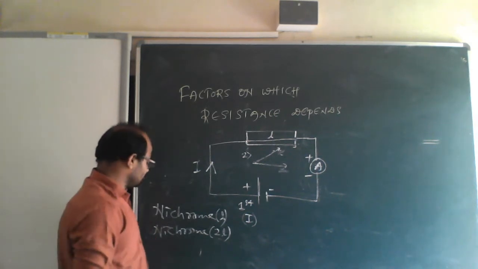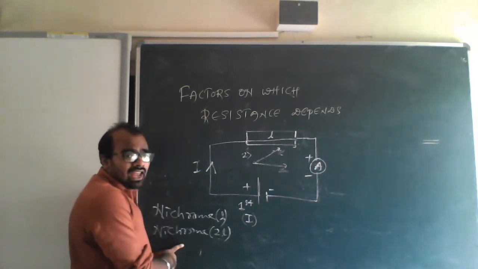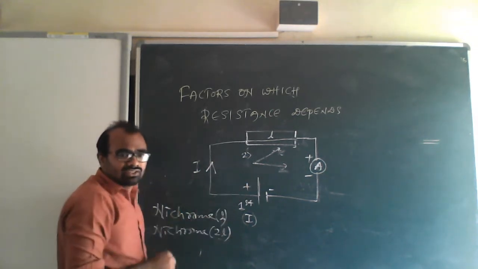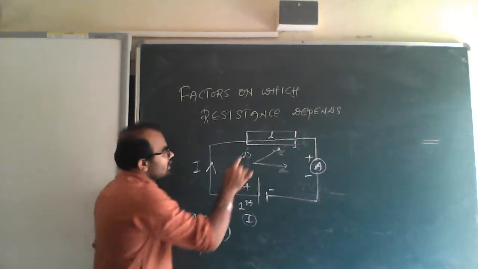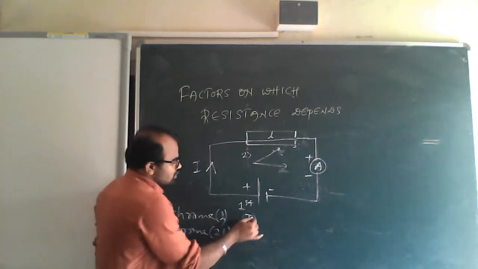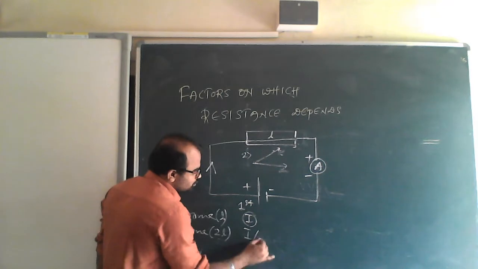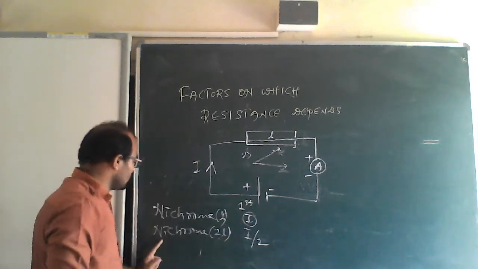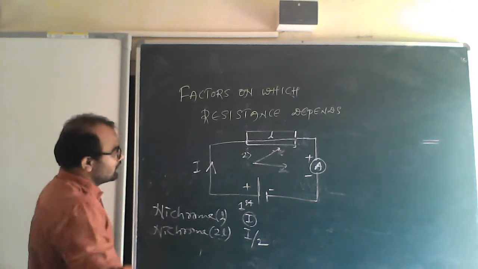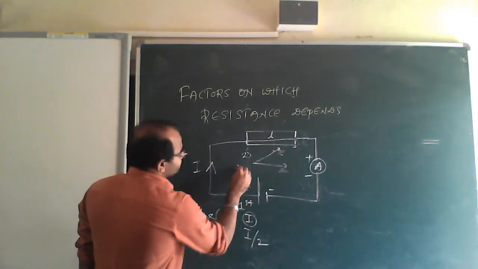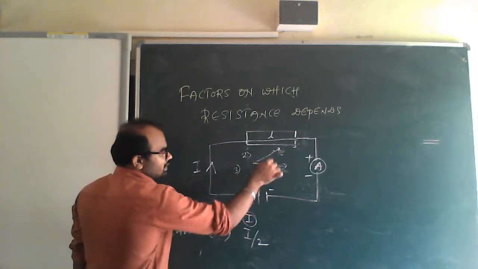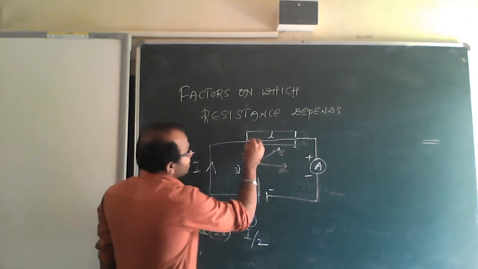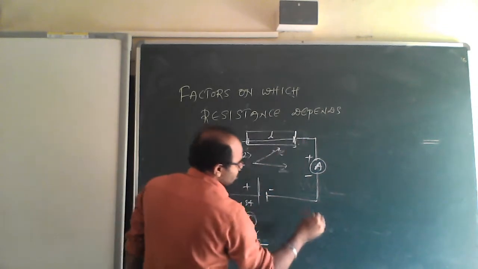But remember, here length is double, which means current is decreased. I becomes I by 2. The initial current becomes half when the length is doubled. Third time, what will I do? I am just giving an example here. Third time, I will replace this with a thicker wire.